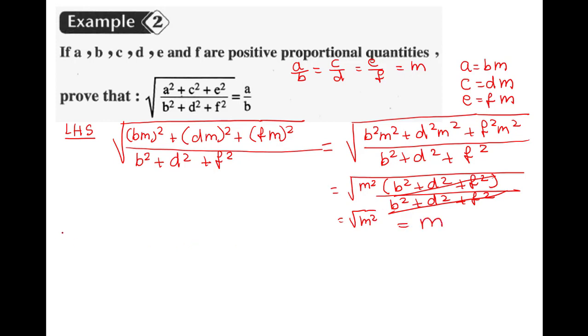Now my right hand side, a over b. Instead of the a, I'm going to put bm, and I'll keep the b as it is. The b will cancel with the b, which will leave me with m. Therefore, left-hand side equals right-hand side.